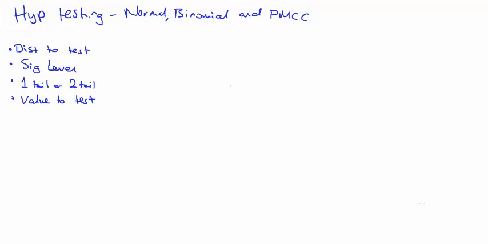All right, welcome to the hypothesis testing video for A level. We're going to go through everything: hypothesis testing, one tail, two tail, the upper side, two tail, both sides, and we're going to look at how you do it for normal, binomial, and PMCC, because they're the three things which you could get asked to hypothesis test.